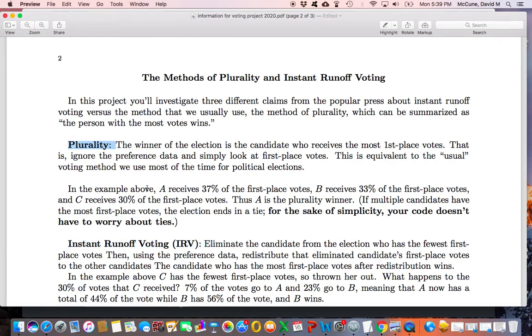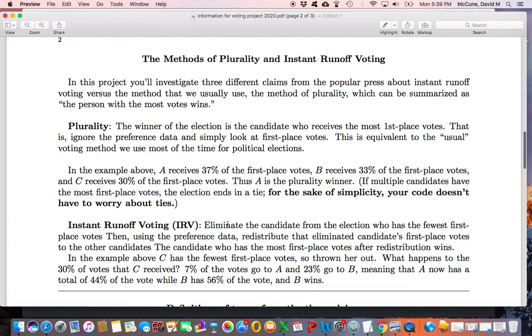I should say here, I'm not saying that's good or bad, and I'm not taking political sides here. I'm just saying the choice of method matters, as this example shows. You can get different winners.